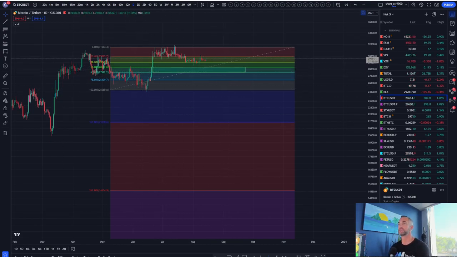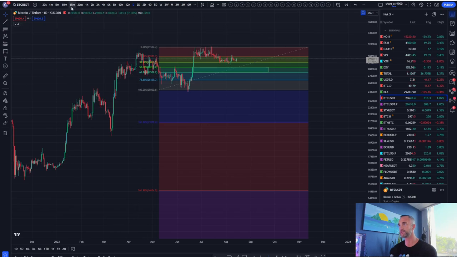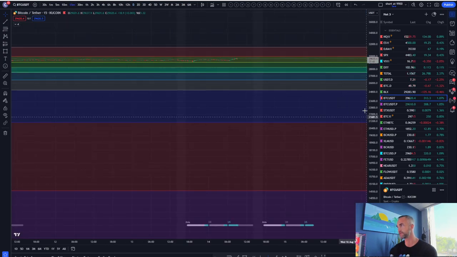You can see that 0.5 is at 28,300. So looks like short term, we're going up to tag some liquidity. The next zone here looks like we're coming in at 29,850. Let's see if that lines up on any of the shorter term timeframes, just for kicks here.